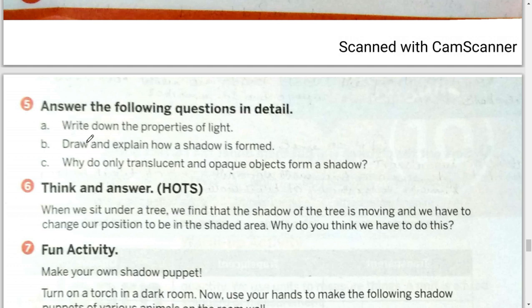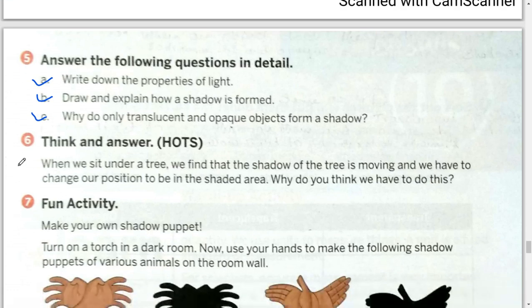Answer the following questions in detail. A. Write down the properties of light. B. Draw and explain how a shadow is formed. C. Why do only translucent and opaque objects form a shadow? Comment this.